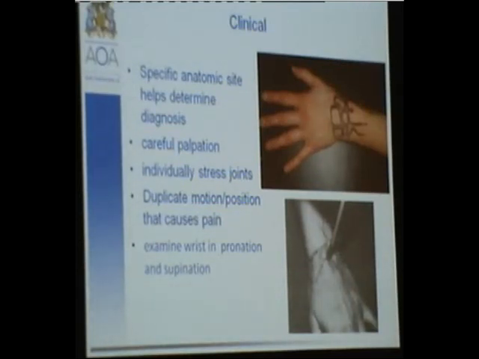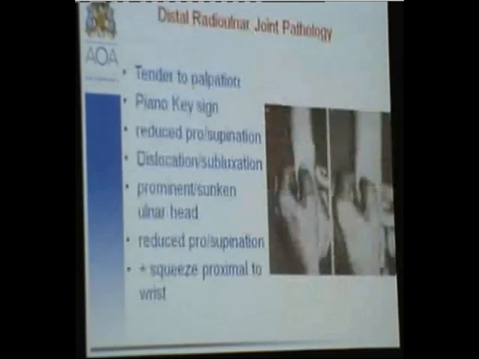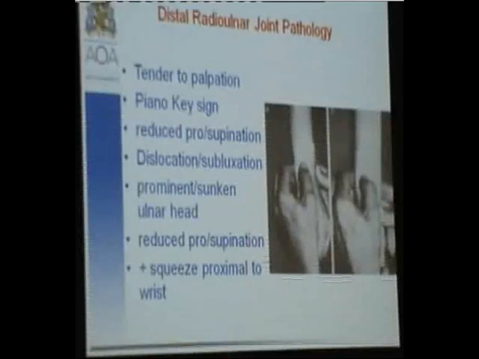So the distal radioulnar joint, three or four of the most common problems. It's usually tender directly over the joint itself. Like any joint, you can get a piano key sign, where you push about 4 centimetres proximal to the joint, and you'll see the joint may bounce up and down. Does it dislocate and reduce? If it reduces, what position reduces it? Is the ulnar head prominent or is it sunken? You can also squeeze proximal to the radioulnar joint radially and ulnarly, and you can get an axial load associated with the joint.